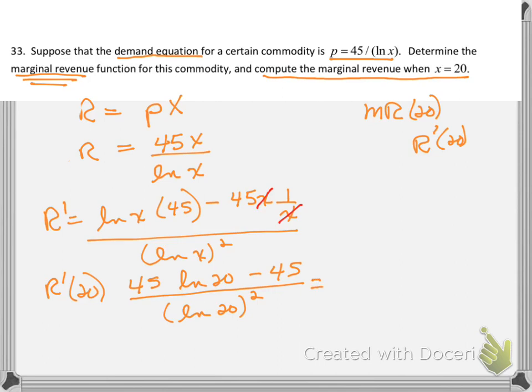Okay, so I could make this look prettier. This would be 45 times the natural log of 20 minus 1 over the natural log of 20 squared. Okay, that's the exact answer. If you plug it in your calculator, you'll get approximately, so not exactly, but approximately 10. And that completes the homework.